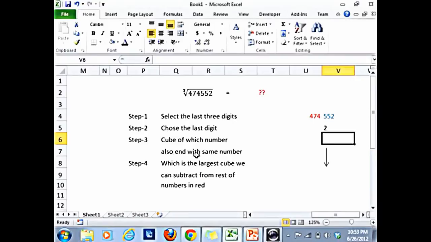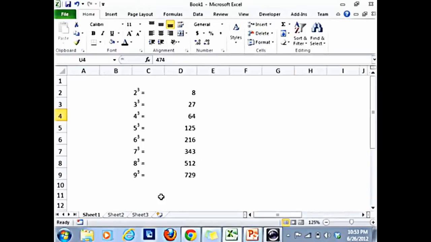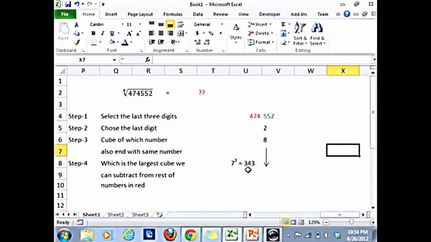The cube of which number also ends with 2? The cube of 8 ends with 2, so I write 8 here. And now, which is the largest cube we can subtract from the rest of the number in red? I have 474. If I go back to my table, the largest cube I can subtract from that is 343. We know that 7 cubed is 343 and 8 cubed will be larger than 474, so we can only select 7. So I write 7 here, and then we have 8. So 78 is your answer.